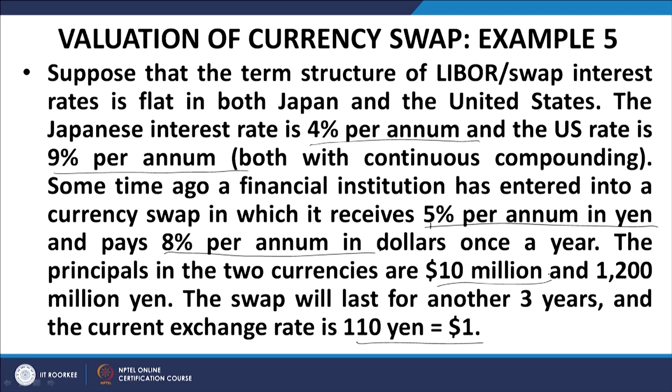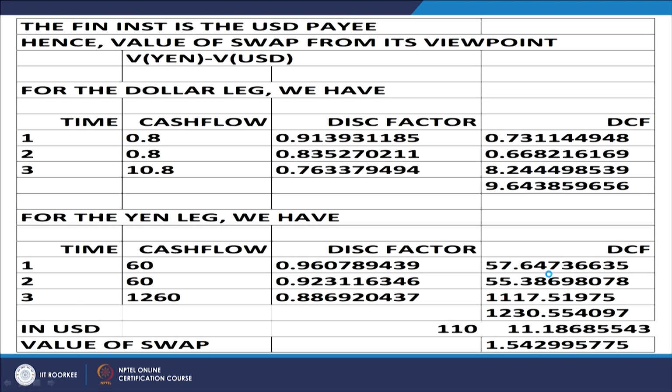The swap will last for 3 years. The current exchange rate is $1 equal to 110 yen. So, let us work out the two legs. As far as the dollar leg is concerned, what will be the cash flows?